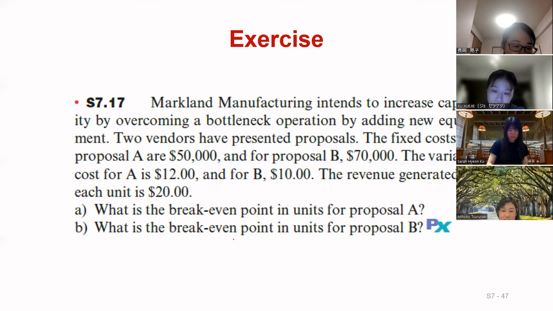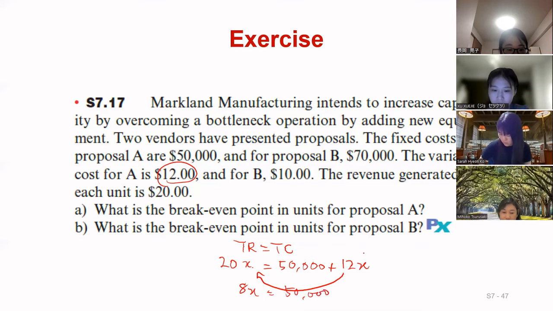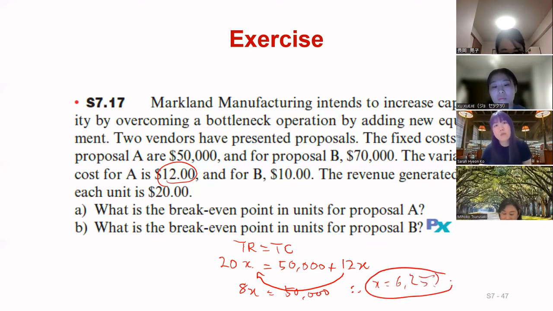I'll just show for A, okay? For A, total revenue equals total cost. I'll make it very simple: 20x equals the fixed cost of 50,000 plus 12x, where x is quantity. So 20x minus 12x, 8x, equals 50,000, so x is 6,250. Very simple calculation. Same thing for B, okay?